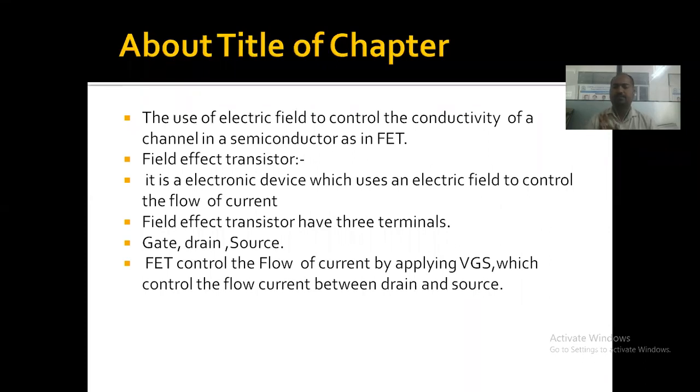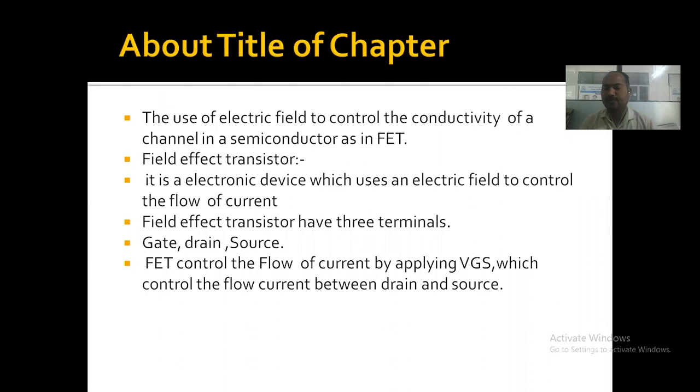See, a field effect transistor is similar to your transistor, but there are some differences between the field effect transistor and the transistor. Transistor here means bipolar junction transistor. We have to discuss these differences now, and after that we will see the field effect transistor.